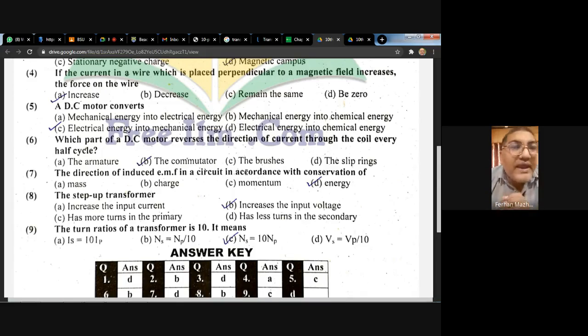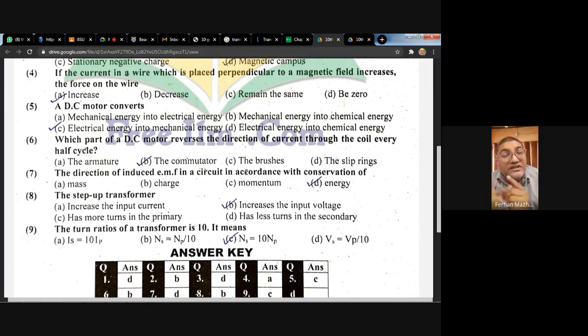Okay. Number 8, the step-up transformer. What does the step-up transformer do? The secondary voltage will be more than the primary voltage. Does a step-up transformer increase the input current? No. Increase the input voltage? Yes. Has more turns in the primary? No. Has fewer turns in the secondary? No.